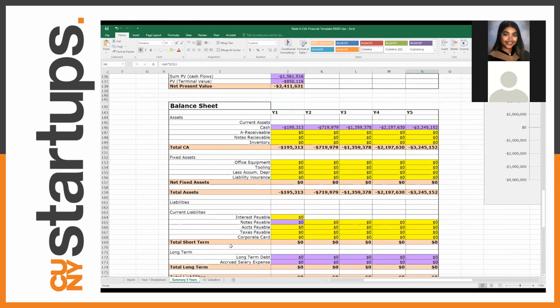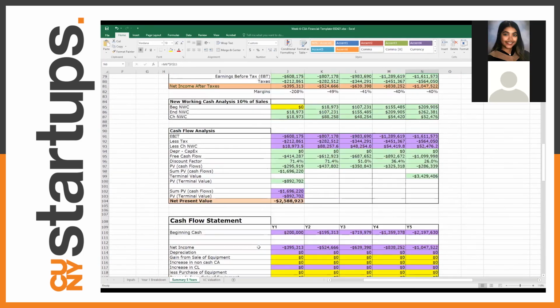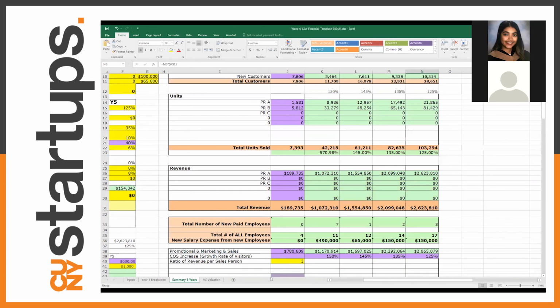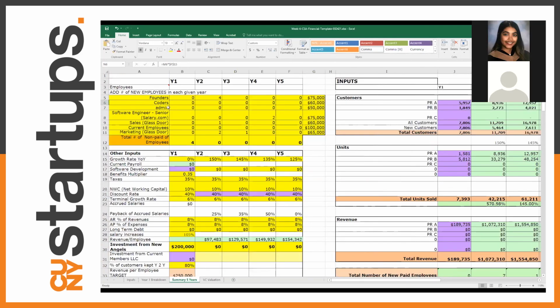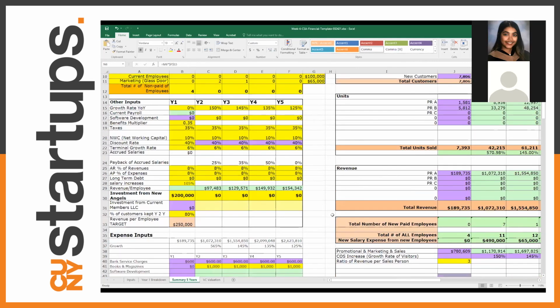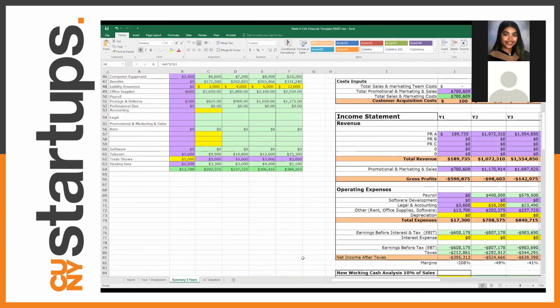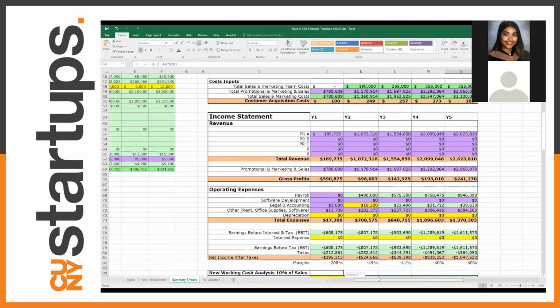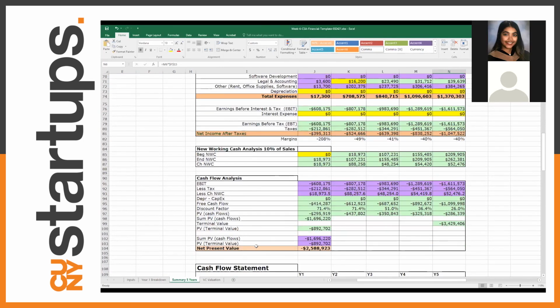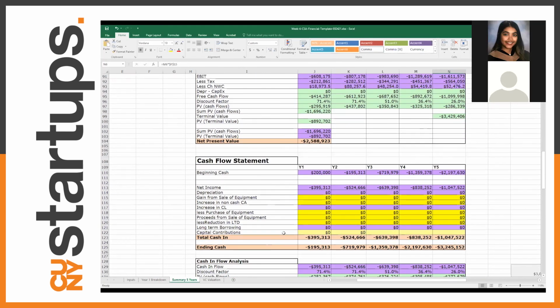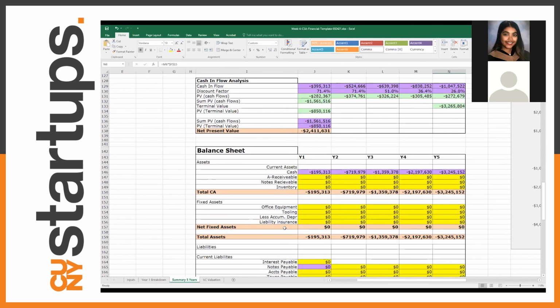And then the next tab is a 5-year thing, and it's all done for you. There are some inputs in here, which we'll go into detail next week, but inputs for employees, how much your employees are going to cost you, what your growth rate from year one to year 5 is going to be. And then everything else is calculated for you, and you end up with a nice income statement. You end up with a net present value, what your valuation is. You end up with a cash flow statement and a balance sheet.